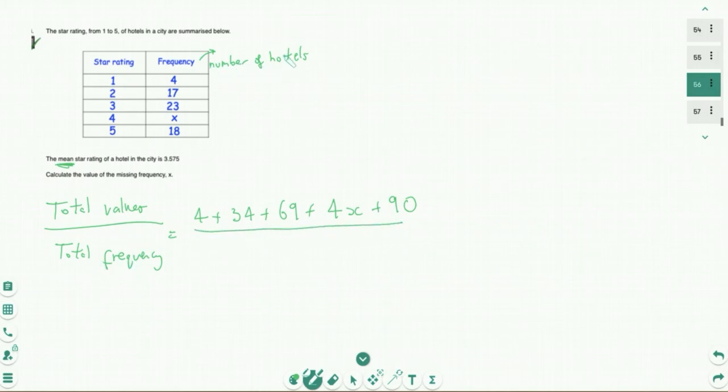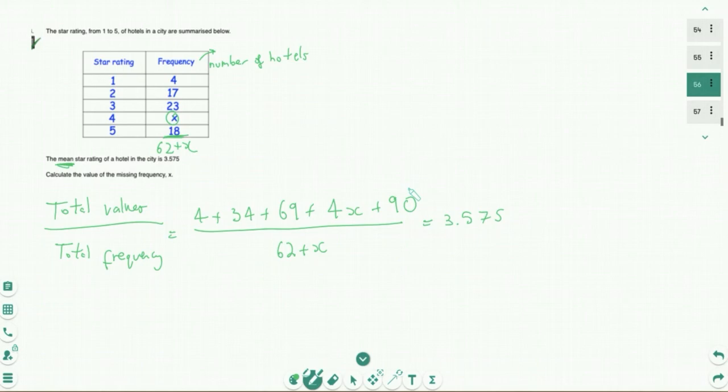Well, the frequency is the number of hotels. So we have to find the total number of hotels. But the problem is, we know most of how many hotels there are, but we don't know how many 4-star hotels there are. Let's just make an expression instead then. So we can do 4 plus 17 plus 23 plus 18. So it's 62 plus x, all right? So that's the total frequency, 62 plus x. And we know this gives us a mean of 3.575. So this is equal to 3.575. All right?